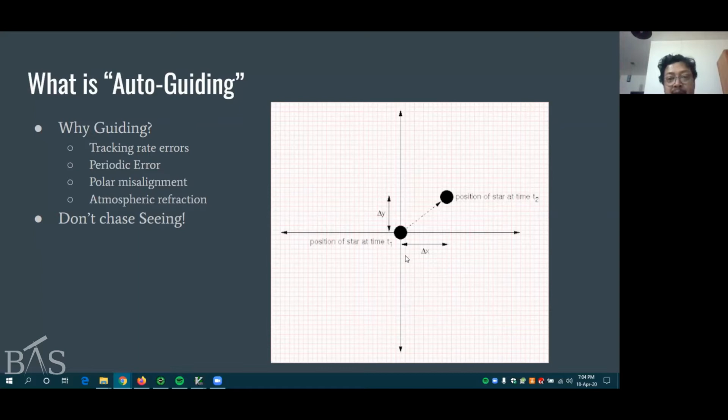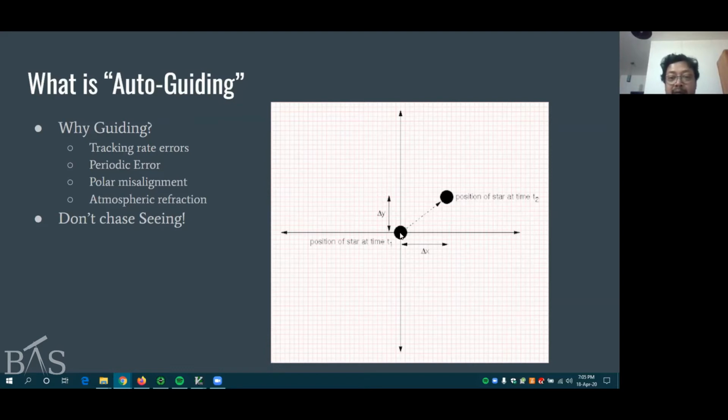And there is also atmospheric refraction related stuff. The star also moves around at a very fast rate due to seeing. But that kind of movement happens very fast, and the purpose of guiding is not to correct that error. We cannot chase seeing. We cannot correct a star movement due to that reason. But for the other reasons mentioned here, we need to do guiding, such that for long exposure deep sky astrophotography at higher focal length, we need to be able to keep the stars where they are supposed to be.